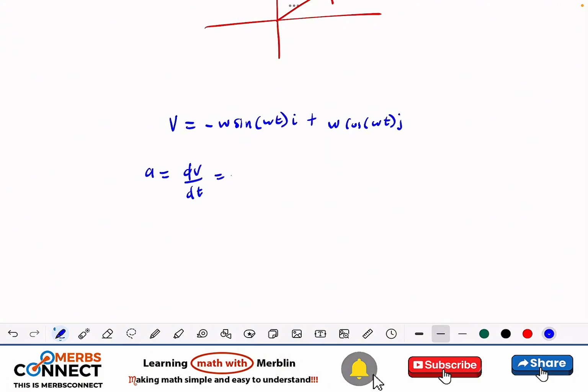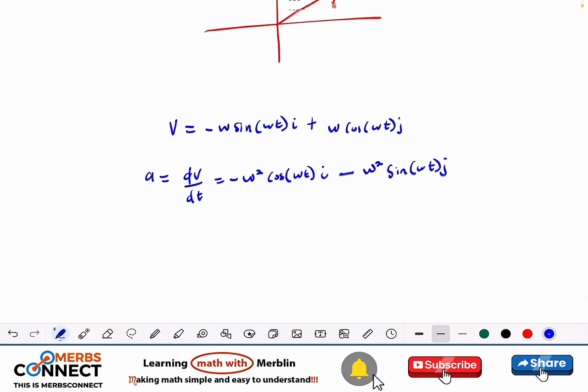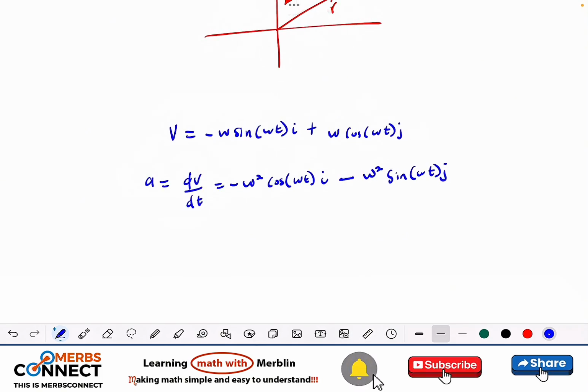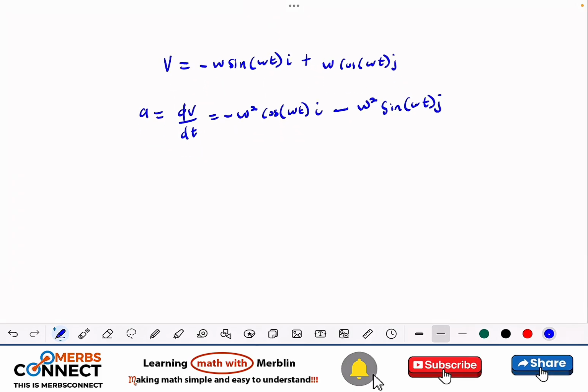So this is going to give us minus omega squared cos omega t i. So I differentiate sine, I get this. I differentiate what is inside, that is going to give me omega. Since I'm multiplying, I'll multiply the omega to omega and I get omega squared. Same to this one. This is going to be minus because when I differentiate cos, I'm going to get minus sine. So this is going to give us minus omega squared sine omega t j. So you see that it's just moving from one to the other one. So let's see what is going to happen here.